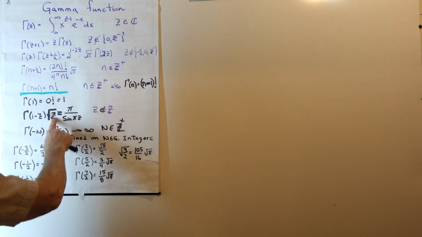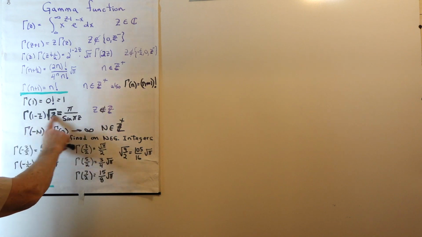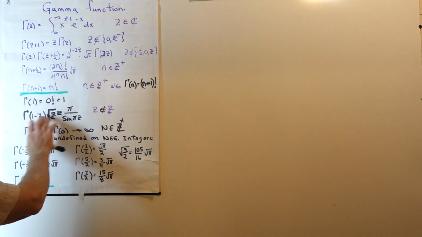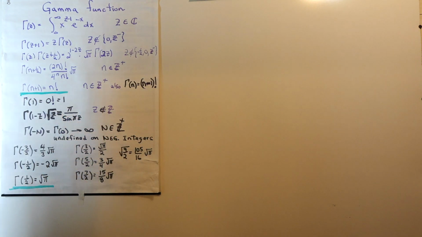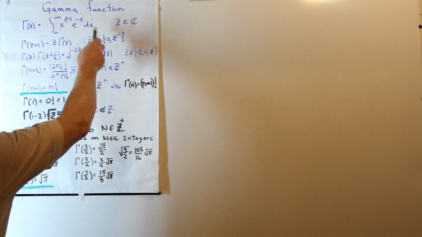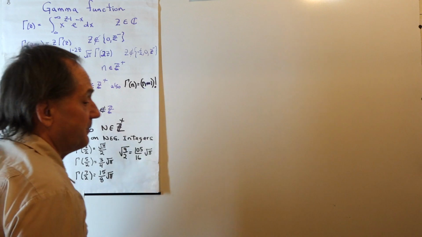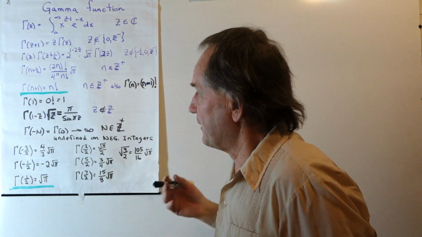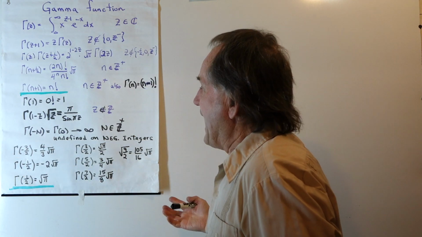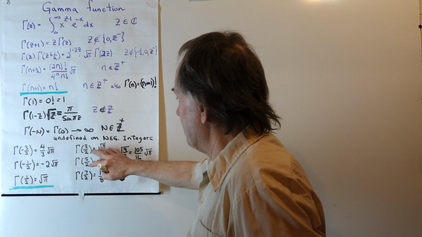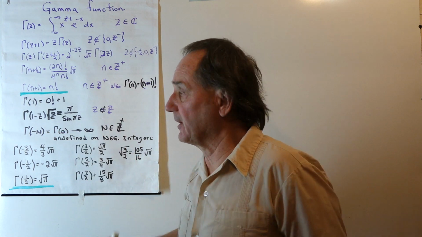So this blows up if z is an integer. But as long as z isn't an integer, this is a very nice relationship. Let's just go through a few of these. You'll notice that square root of pi shows up quite a bit. And that's when you're dealing with multiples of a half. You always end up with square root of pi, and that shows up a lot.